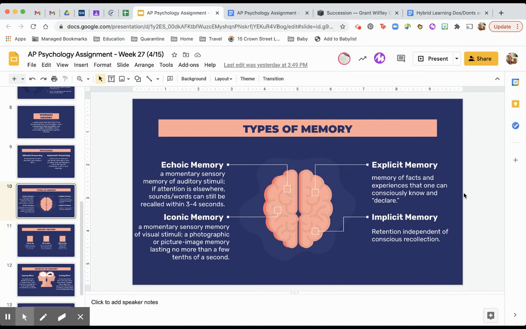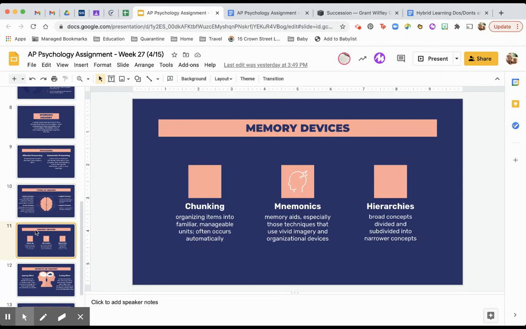Or if you're going to a new place, you have to explicitly think about it. Whereas if you're just going to school, which you do every day, you probably don't really think about it that much. You just have that memory of what you do there. So that's the difference between those two.